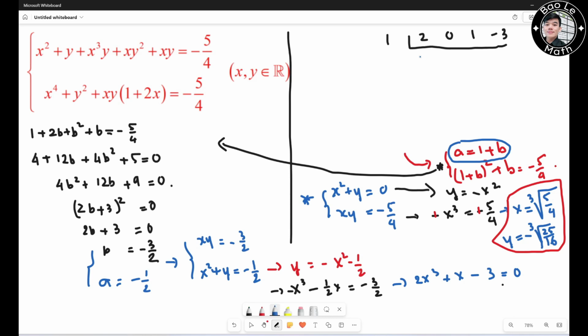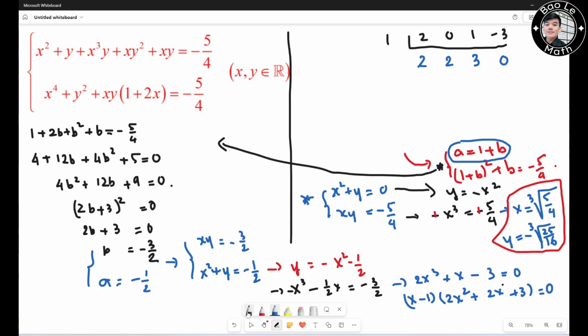So I'm going to bring 2 down. Alright, so I use the V diagram. 1 times 2 plus 0 is going to be 2. 1 times 2 plus 1 is going to be 3. 1 times 3 plus negative 3 is going to be 0. So this guy will be factored as s minus 1 times 2s squared plus 2s plus 3 equal to 0.